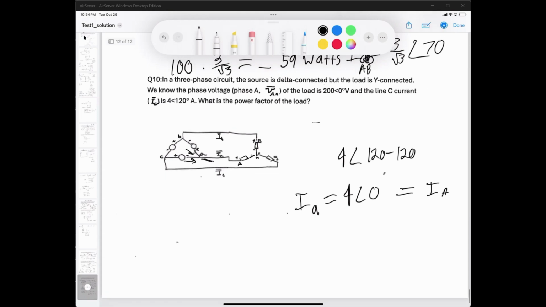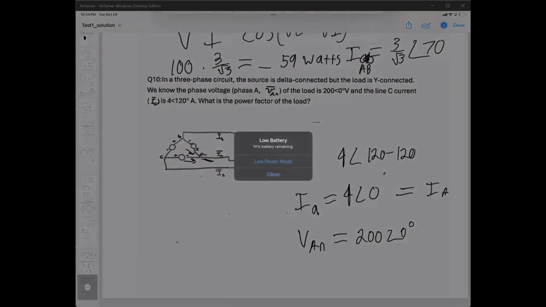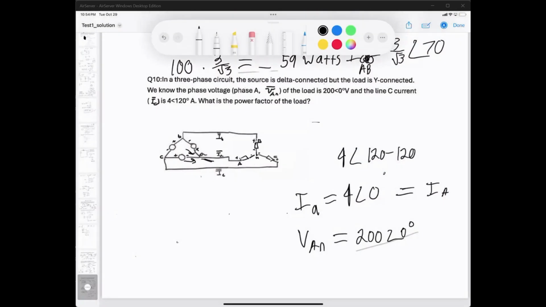And we know that the phase voltage, VAN, at the load is 200 with an angle of 0 degrees. And the angle between the voltage and the current is 0. So cosine of 0 is 1. Power factor is 1. Voila.